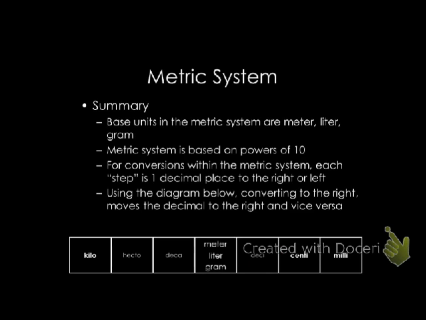In summary, remember that the metric system uses base units. They are meters, liters, and grams. Each step is a power of 10. When we convert within the metric system, we move our decimal place either to the right or to the left, depending upon how many steps we need to take.